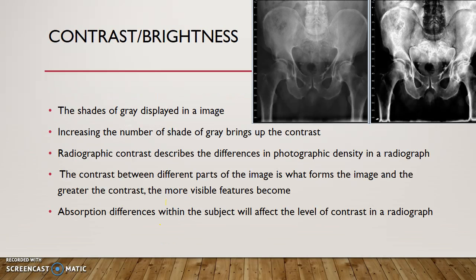Contrast/brightness. The shades of gray displayed in an image are a part of contrast. An increased number of shades of gray brings up the contrast. Contrast between different parts of the image is what forms the image, and the greater the contrast, the more visible features become. Absorption differences within the subject will affect the level of contrast in the radiograph. Radiographic contrast describes the differences in photographic density in the radiograph.